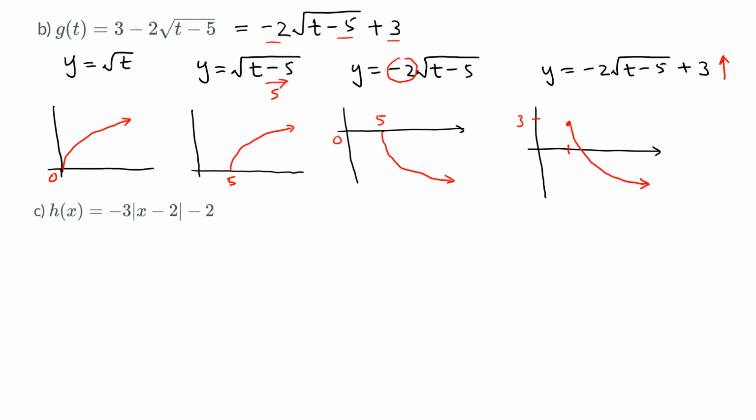Okay. So you can see that it's not that difficult if you go step by step. Here you move by 5 units, and then you reflect this graph, reflect and scale by 2. Then it's going to scale by 2 units. Good. And then finally you lift the graph up by 3 units. Good. So let's look at the next one.